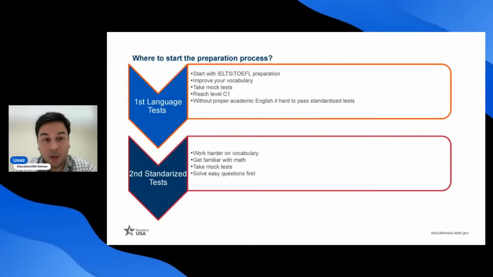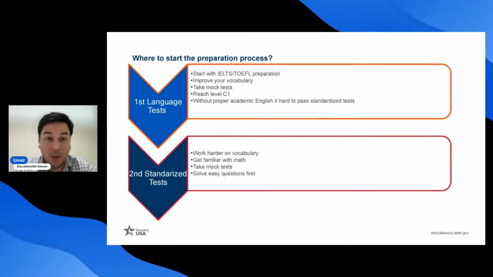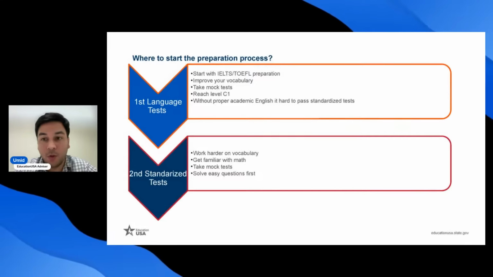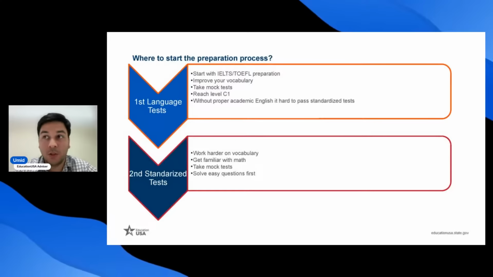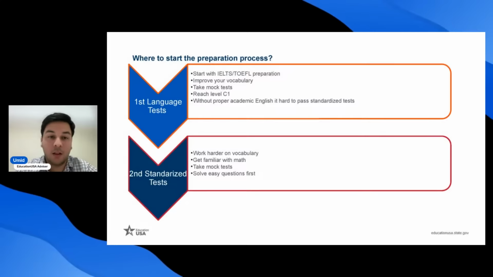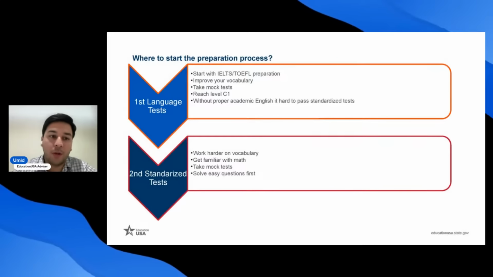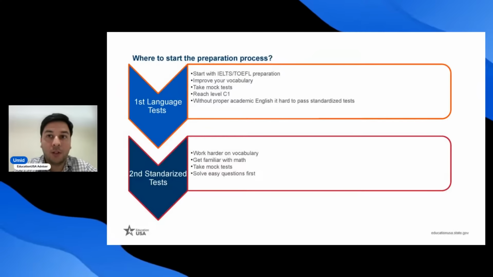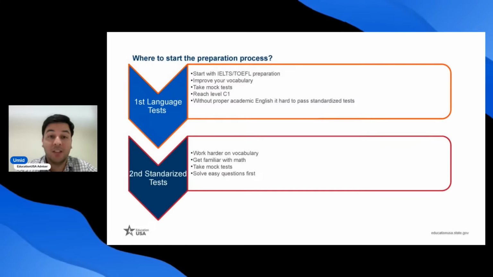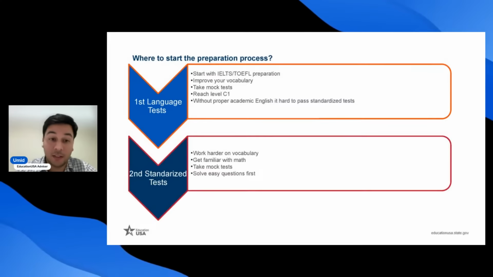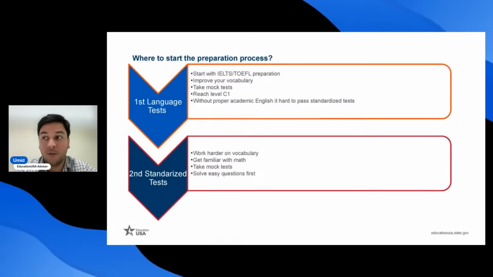So you should start with this first step. You have to improve your vocabulary, because when you're studying for IELTS or TOEFL, you're learning academic vocabulary, and you need to take as many mock tests as you need. You should reach at least level C1. Most schools require an IELTS of 6.5 and higher, and without proper academic English, it's hard to pass standardized tests. So it is the first step.